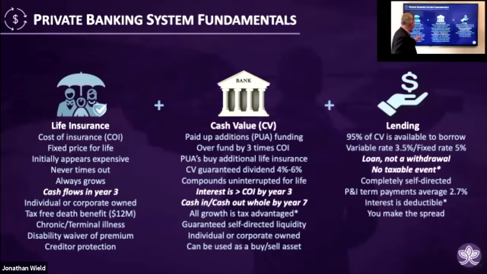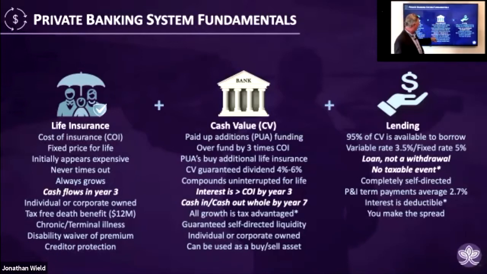The insurance company has a lending arm, not a withdrawal arm. The insurance company says, you have all this money stored in cash value, so I'll loan you up to 95% of your cash value at a variable rate of 3.5% or a fixed rate of 5%. What that means is, when I'm using my money, it's actually not a withdrawal.